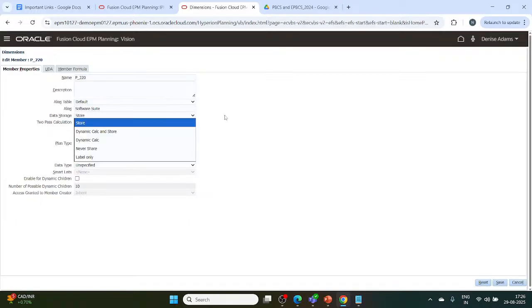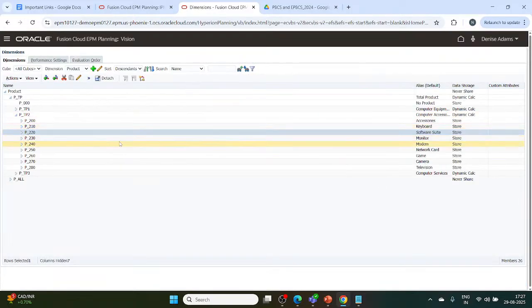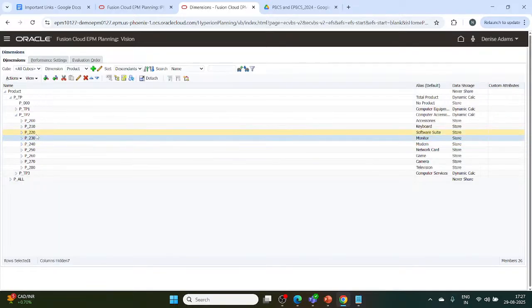Data storage is a store dynamic calc, never share, level only. So data storage is the particular product which it is. I will give the name here. Data storage is here. Data type: smart list, dynamic children. So all the things which we have covered yesterday, in this class and our yesterday's class also.